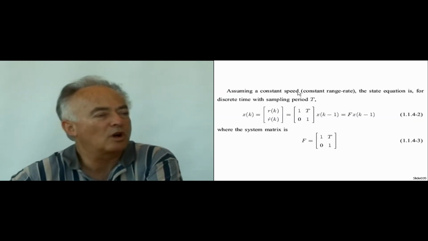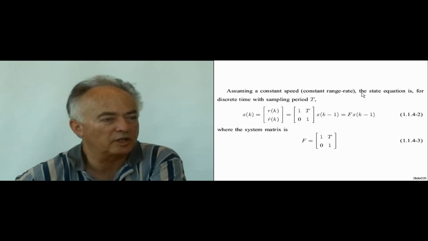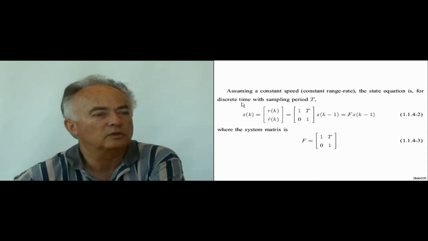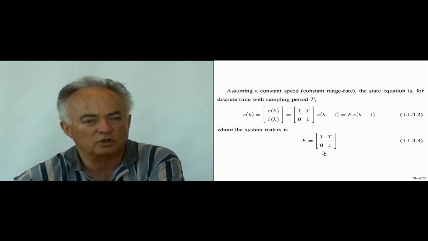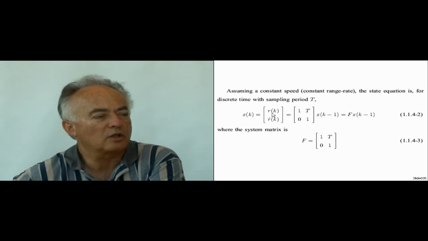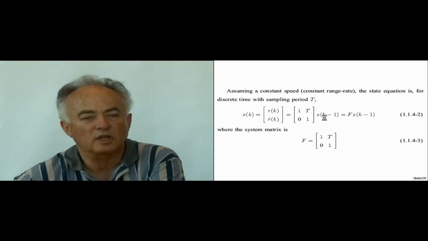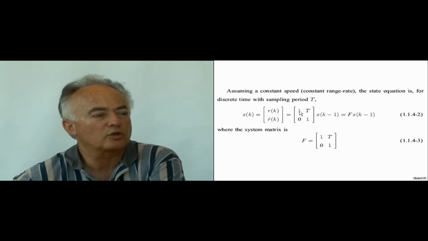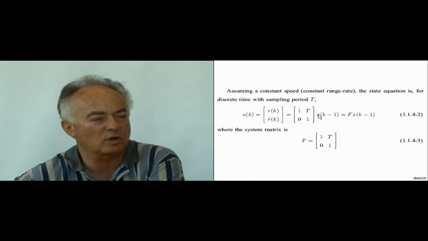Now, if we assume a constant speed or constant range rate, the state equation for discrete time with a constant sampling period T is x at time k equals this matrix times x at time k minus 1, which is F x(k-1). F is the transition matrix, and this really represents a double integration. The velocity r dot is the same as the previous one in this model, and the position at time k is the position at k minus 1 plus T multiplied by the velocity at k minus 1.